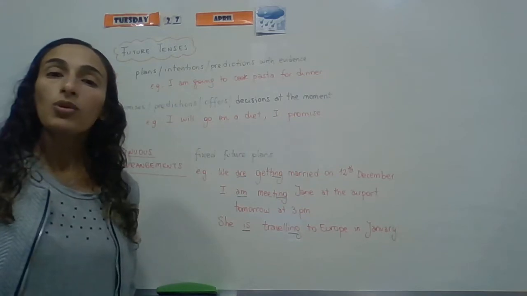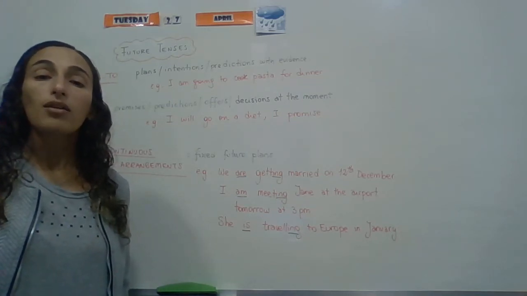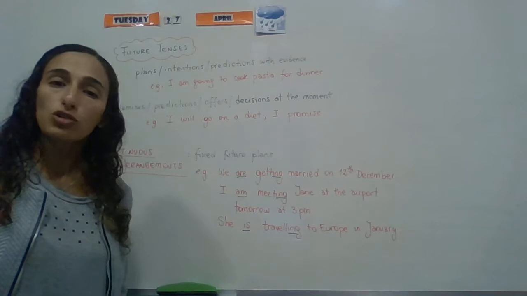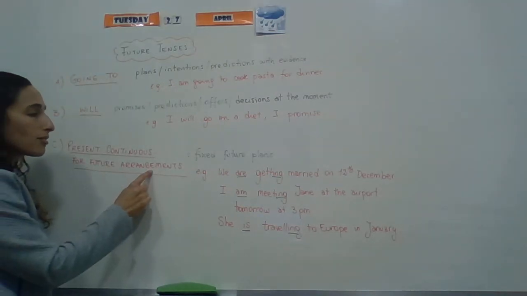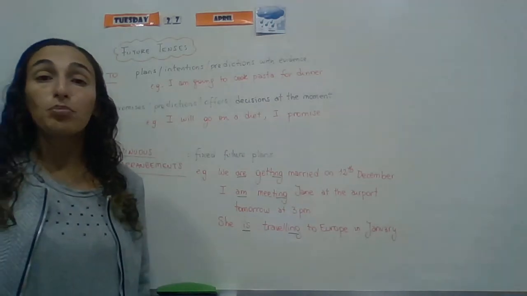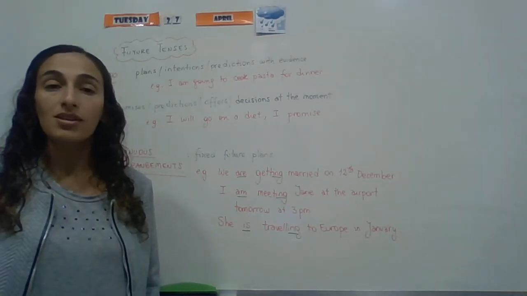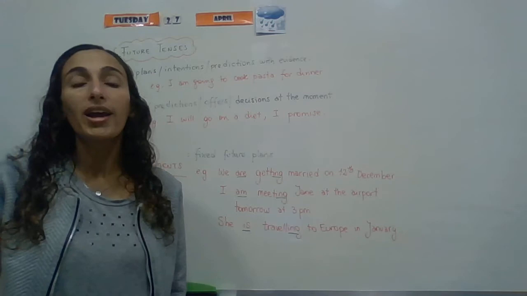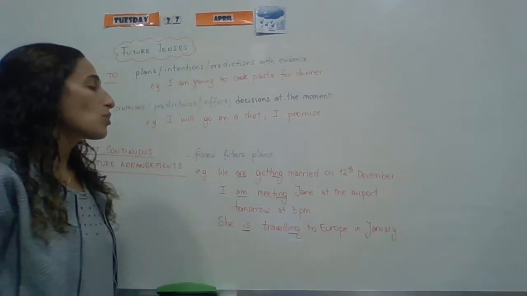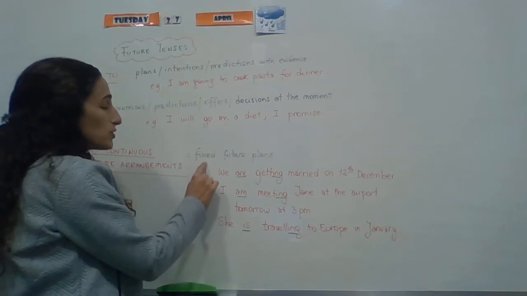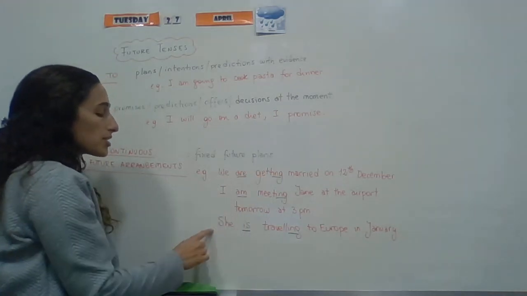And today we are adding a third future tense, that is the present continuous. The present continuous for future arrangements. Future arrangements are fixed plans, fixed future plans, when you probably know when or where the action is happening, right? So have a look at this. It is used for fixed future plans, and here we have some examples.